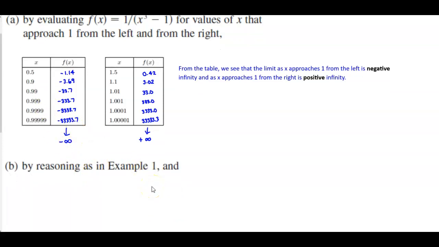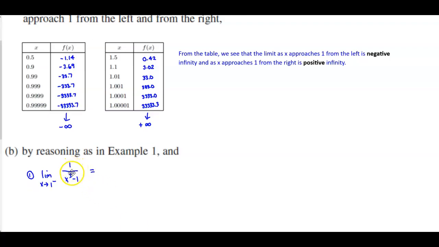Well, what do we know? We know that if the limit as x is approaching 1 from the left of the function 1 over x cubed minus 1, then let's take a look at the signs. We can see that in the numerator we have a fixed number, which is 1, which is positive. And then every value in the denominator is going to be negative to give us a negative result. So therefore we approach negative infinity.